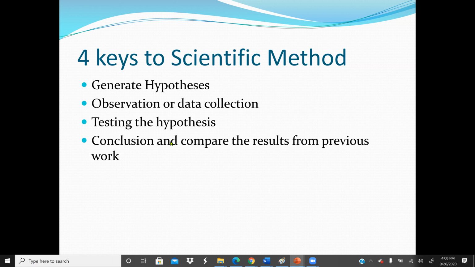So those are, again, the scientific method. In the scientific method, we need to come up with some hypothesis. We need to have some data to test the hypothesis. Then we analyze our results and come up with a conclusion.